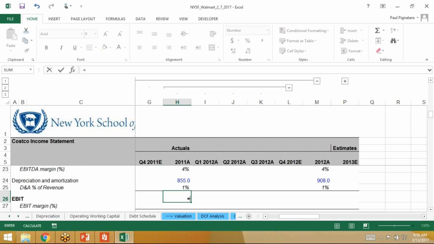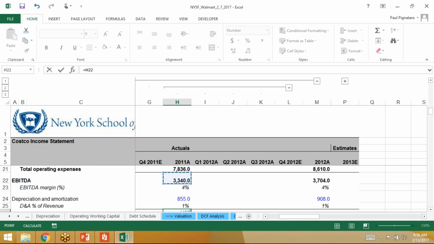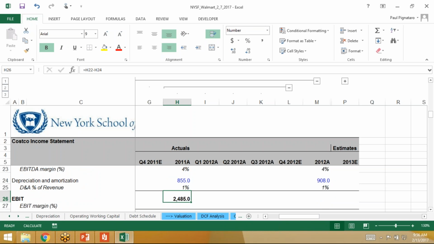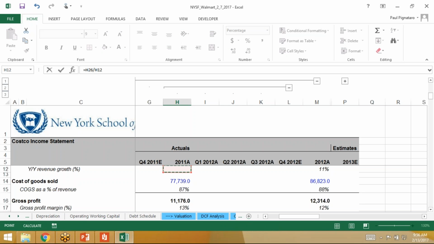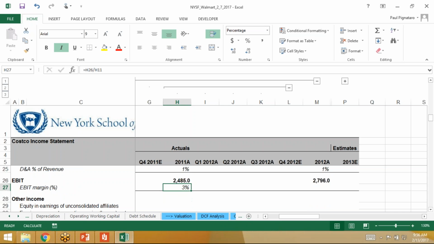So then we have EBIT. EBITDA minus D&A. And we have the margin, which is EBIT divided by revenue. Okay.